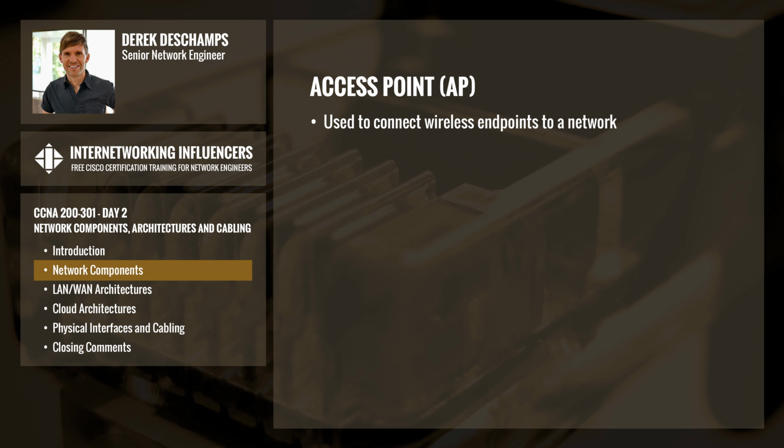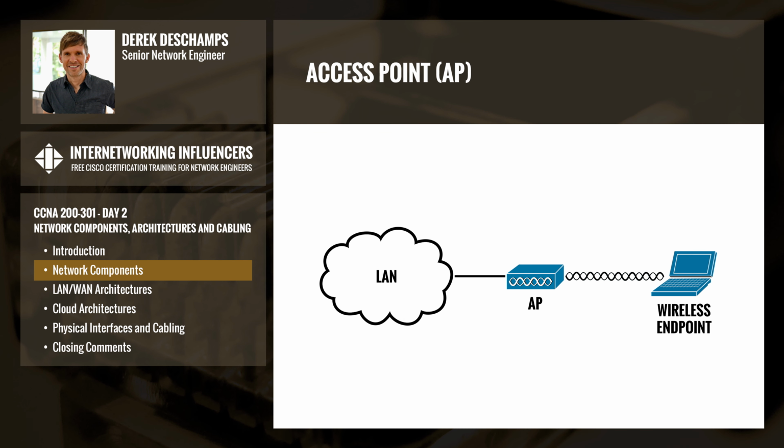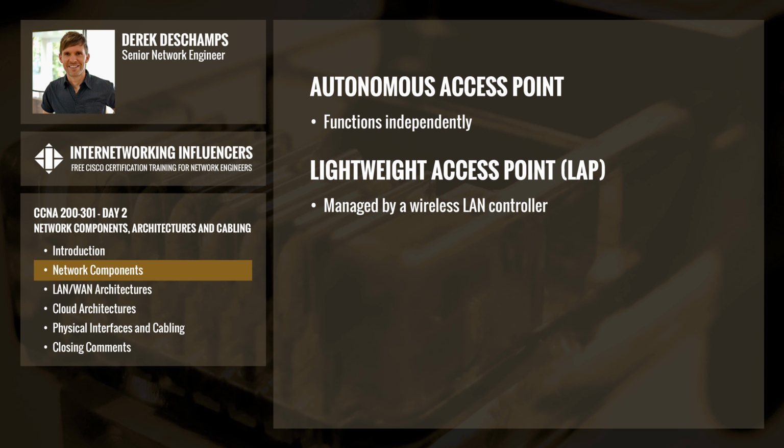An access point, or AP, is used to connect wireless endpoints to a network. For example, with this network, an access point has been used to connect a wireless endpoint to the network. This will allow the wireless endpoint to communicate across the network with both wireless and wired hosts. Access points can be one of two types. An autonomous access point functions independently, while a lightweight access point, or LAP, is managed by a wireless LAN controller.